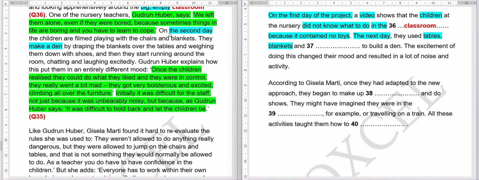Let's read it together. On the second day, the children are filled playing with chairs and blankets. They make a den by draping the blankets over the tables and weighing them down with shoes, and then they start running around the room chatting and laughing excitedly.